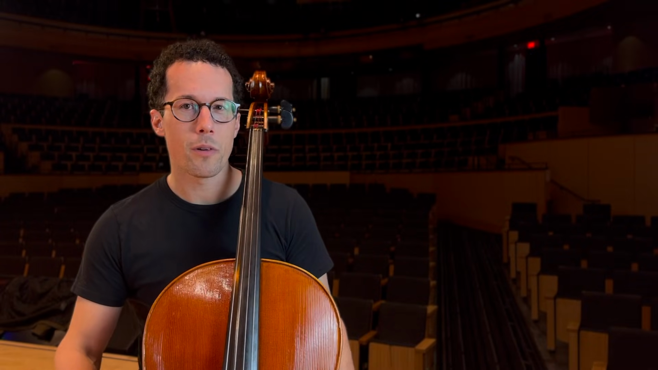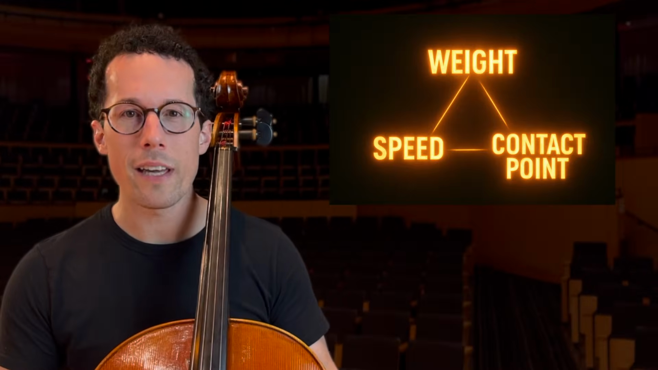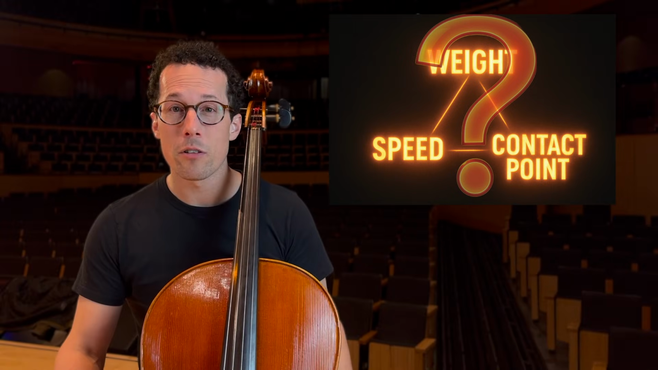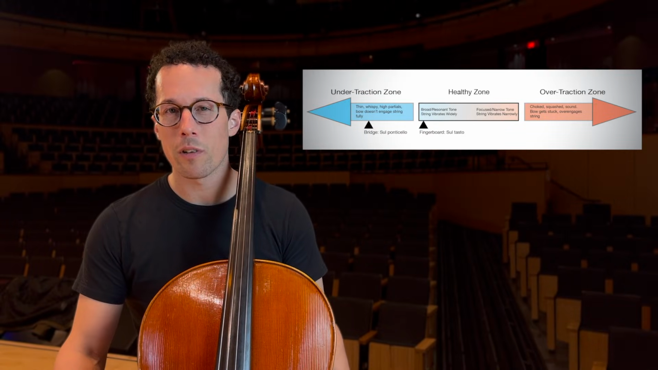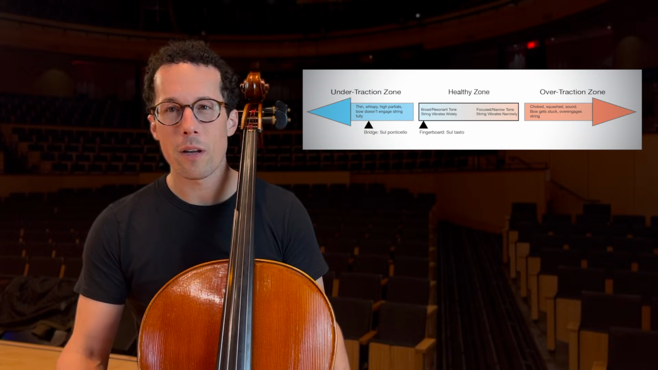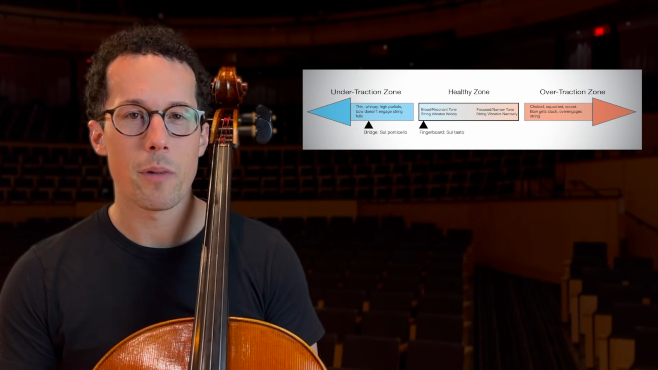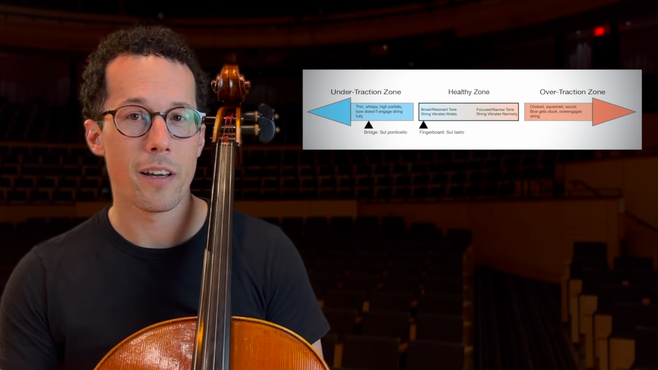You've been taught that tone production comes down to three variables: weight, speed, and contact point. But what if that model is incomplete? In the last video, I introduced the traction model, which explains what's underneath the big three and incorporates many more variables into the same framework. If you haven't seen that video yet, I recommend watching it first. I'll link it below and up here on the screen.